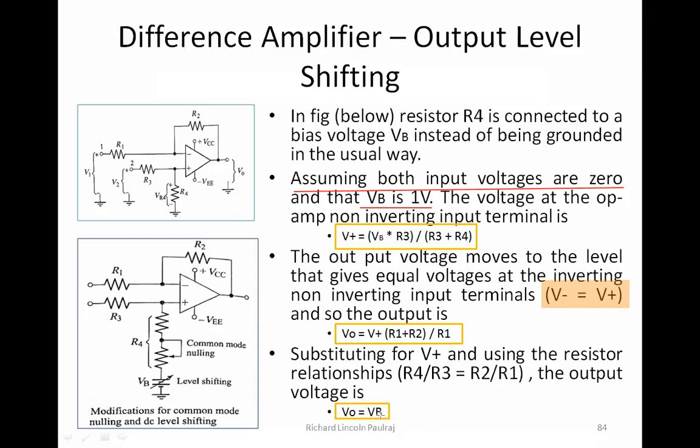So keep in mind what V plus is associated with and what the output is associated with, and that the resistor ratios are maintained. When I say resistor ratios, I am referring to R4 by R3 equal to R2 by R1. If these resistor ratios are maintained, then my output here will be completely dependent on my bias voltage.